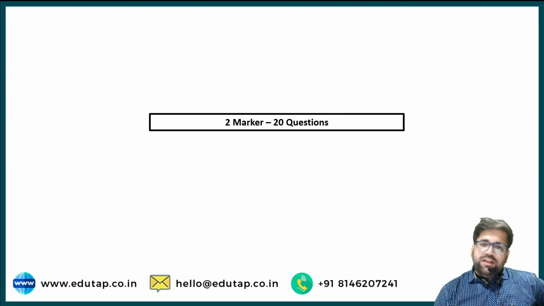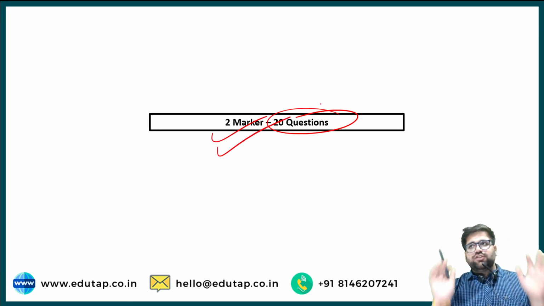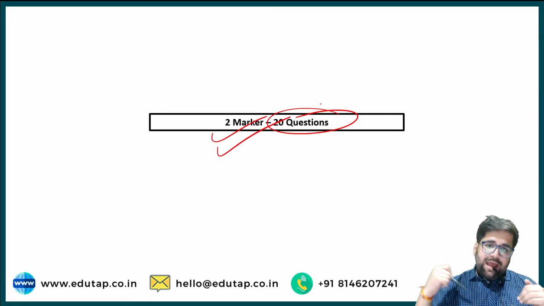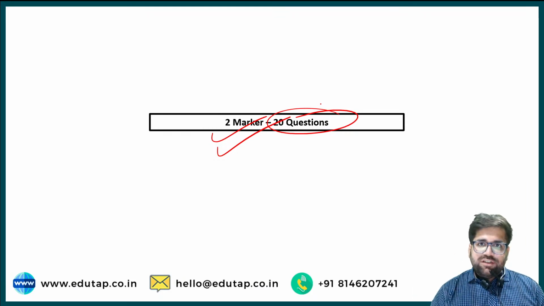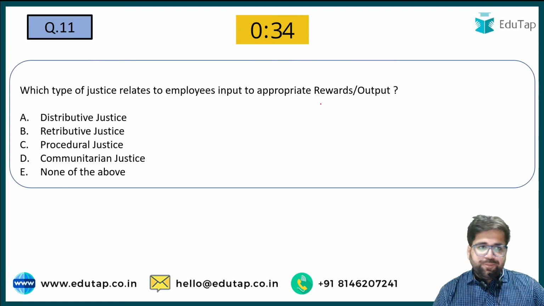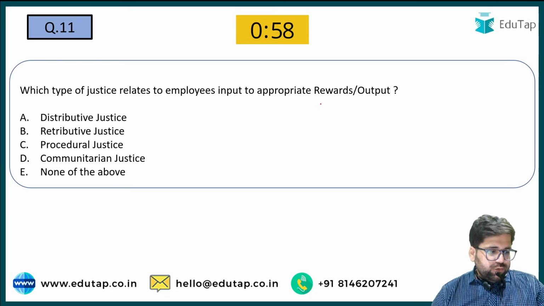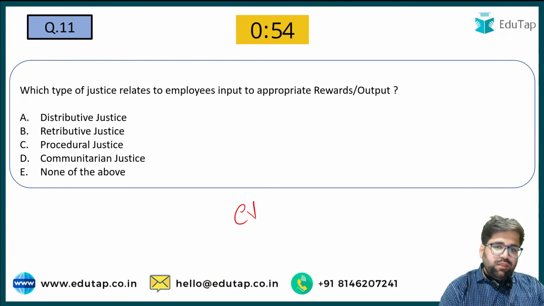Now let's come to the 20 questions of 2 marks. Again, this is the most scoring part of your paper, and if you are able to rightly select 18 questions, which means 36 out of 40, then you are doing great. Question number 11, my friends, is on your screen. Now this goes to the ethics part.